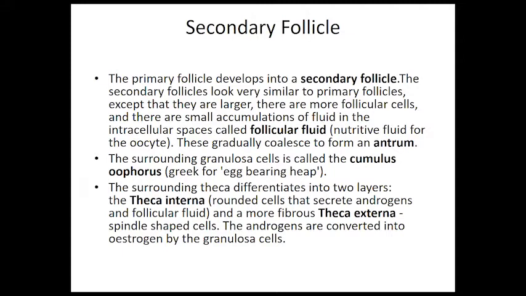A small area where you don't have the cavity or antrum is where the cells are attached to the wall, and that is called the cumulus oophorus. The surrounding theca, the connective tissue on the outside, differentiates into theca interna and theca externa. Interna secretes androgen and follicular fluid, and is more fibrous, and externa is spindle shaped, and the androgens are converted into estrogen by the granulosa cells. You see this is the antrum that is produced.